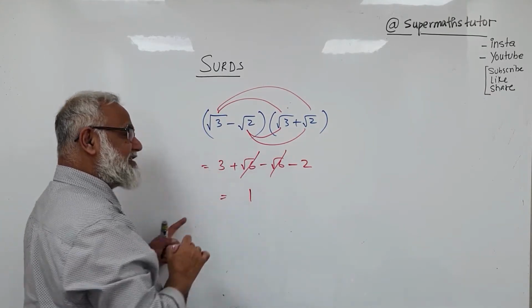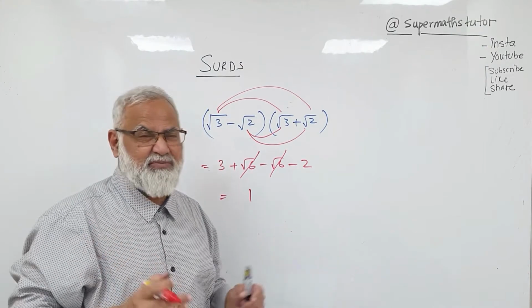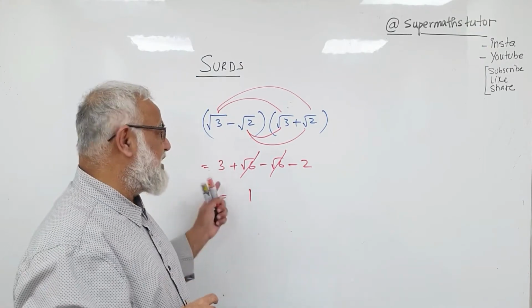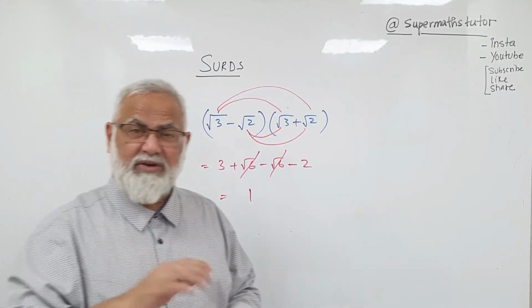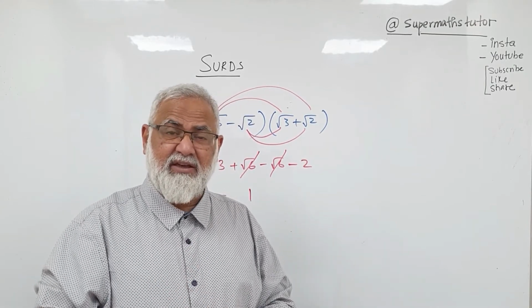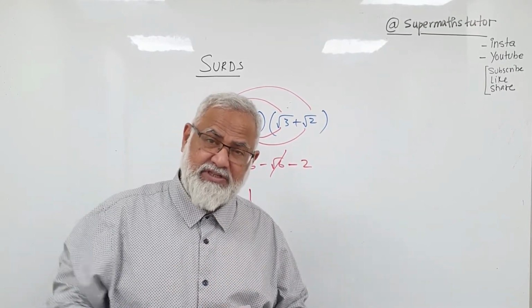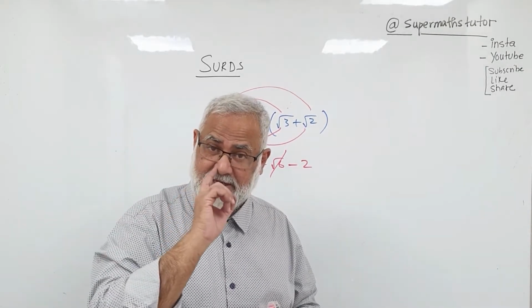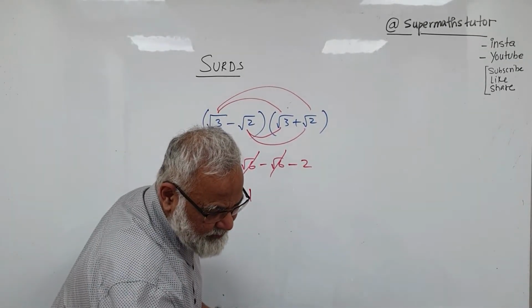Some people feel that this is easier for them. It's up to you. DOTS is easy, or multiplying the 2 brackets is easy. Whatever you feel is easy, practice. All right. So again, 2 or 3 times when you do this type of question, you will remember. We are talking about surds. So remember, one more question I'm going to do.